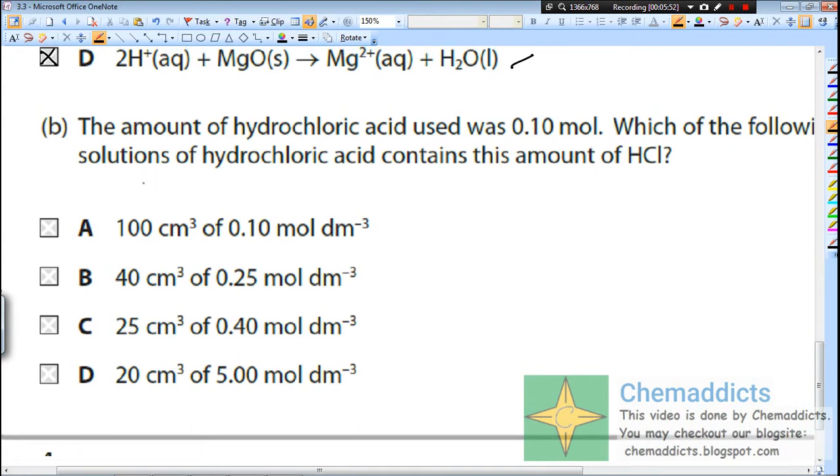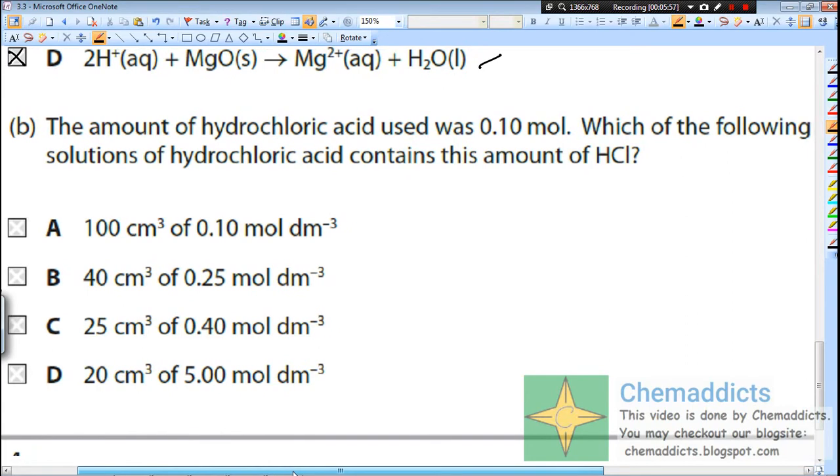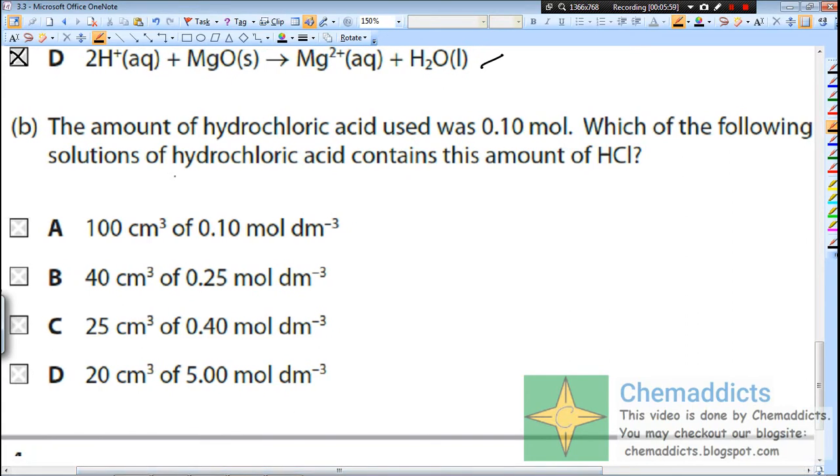Let's see what the next question asks. The amount of hydrochloric acid used was this amount. So the mole is given over here, hydrochloric acid. Which of the following solutions of hydrochloric acid contains this amount of HCl? So here the number of moles is given in the question.